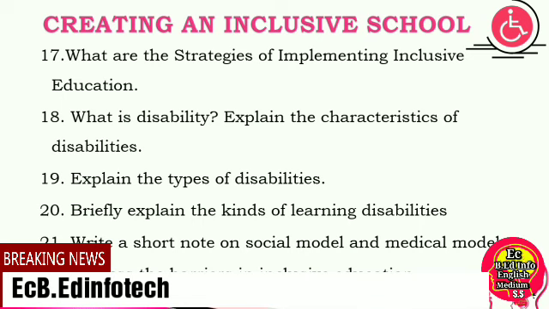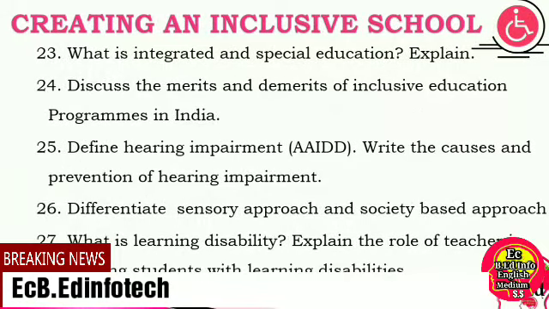20. Briefly explain the kinds of learning disabilities. 21. Write a short note on social model and medical model. 22. Discuss the barriers in inclusive education. 23. What is integrated and special education? Explain. 24. Discuss the merits and demerits of inclusive education programs in India.